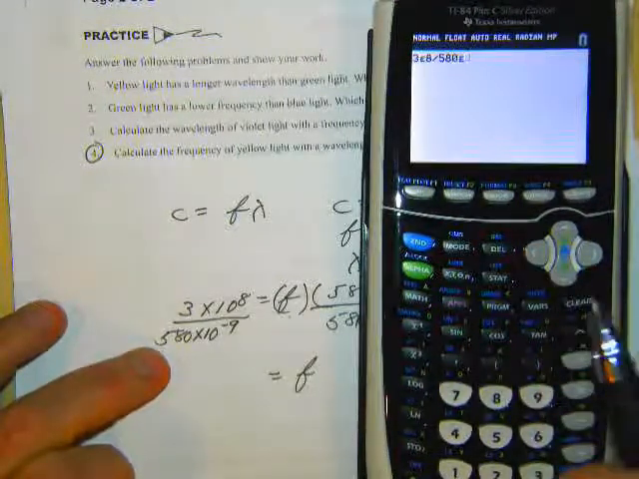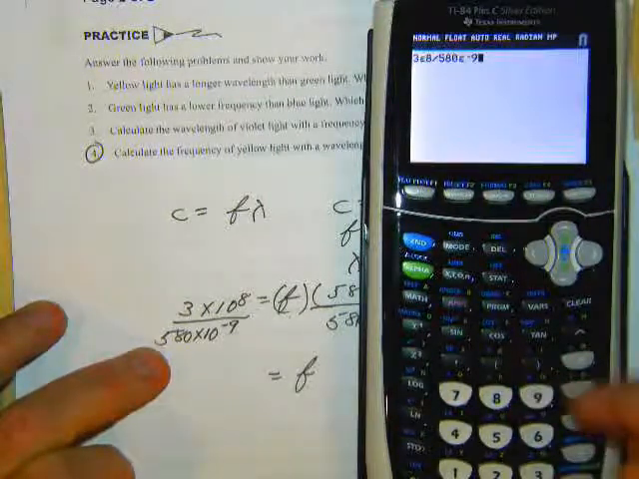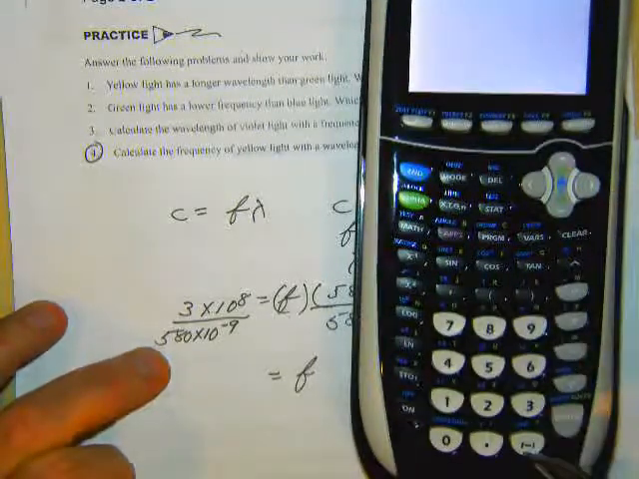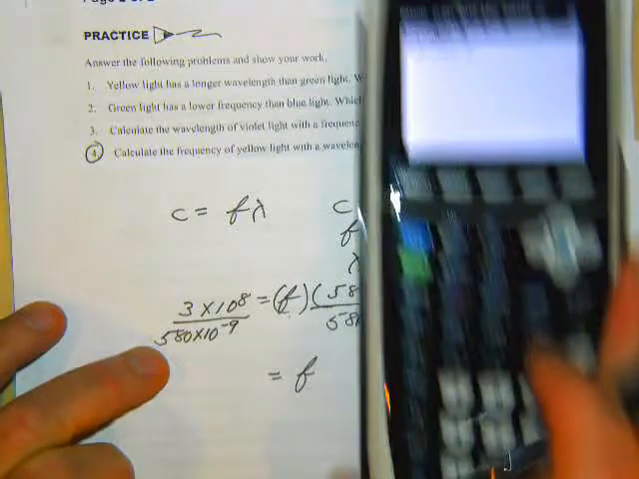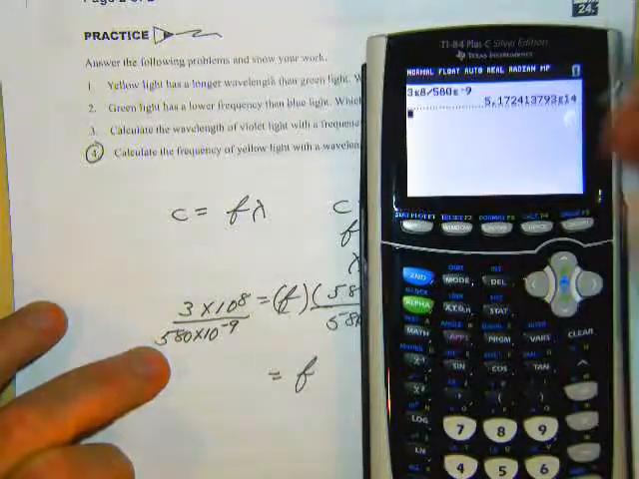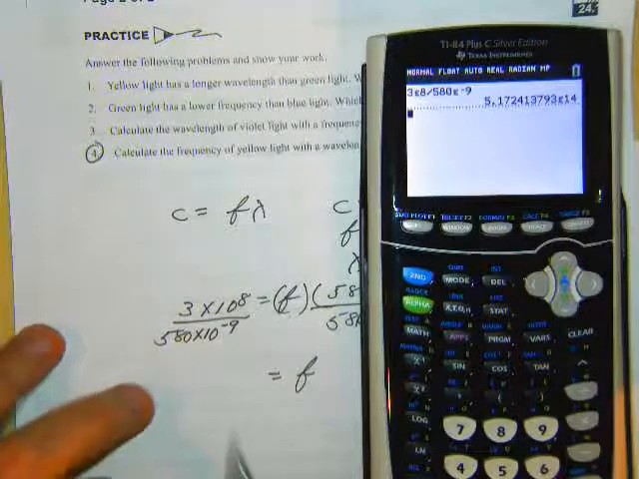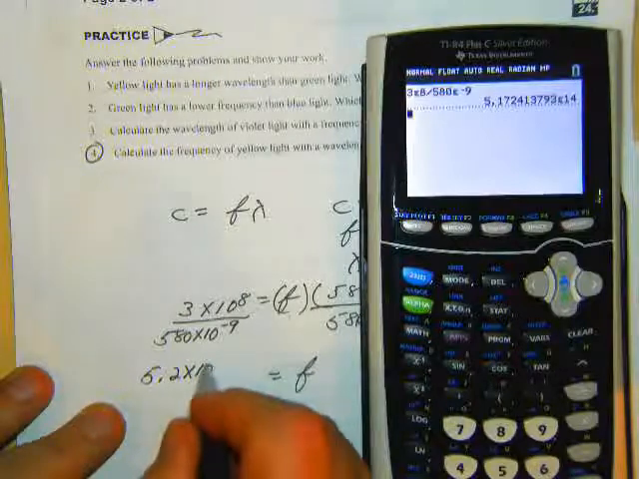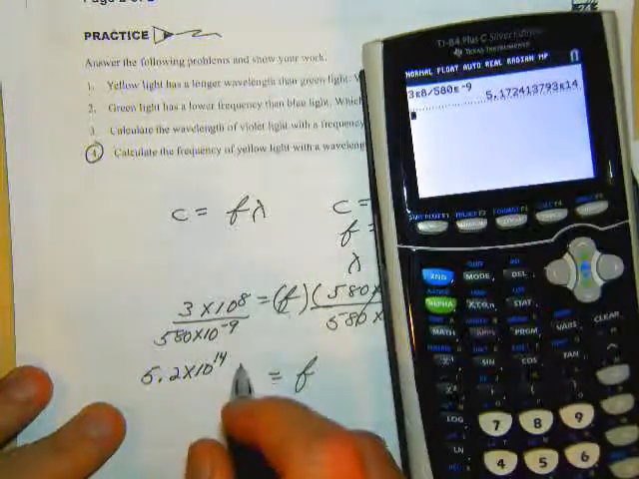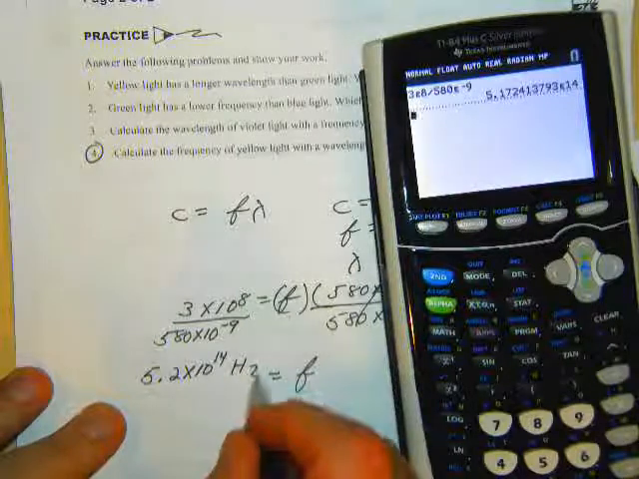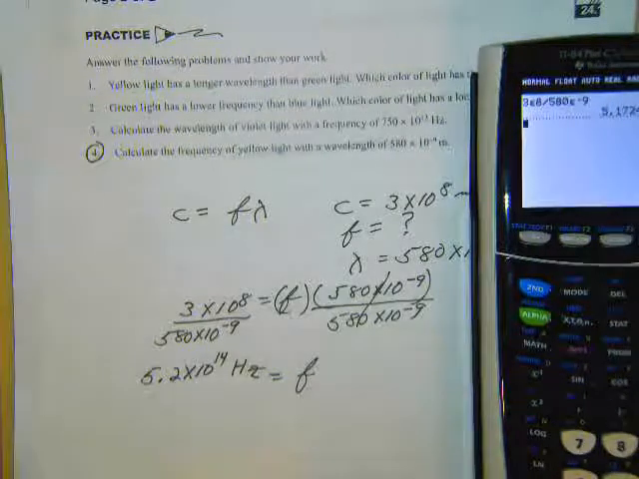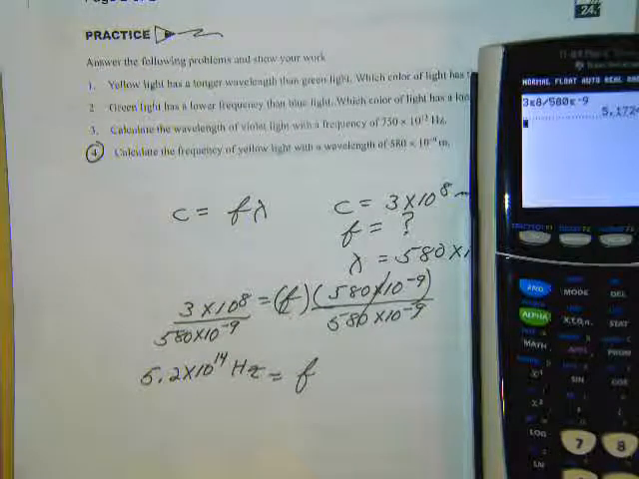So that's a pretty small wavelength. So minus 9. And you can see I use this button down here to make that a minus 9. And then I hit enter. And my answer comes out to be, and I'm just going to round it up, 5.2 times 10 to the 14th. And again, frequency is measured in hertz. So very straightforward problem. Again, we have 3 variables. You have to have 2 of them to do the calculations there.